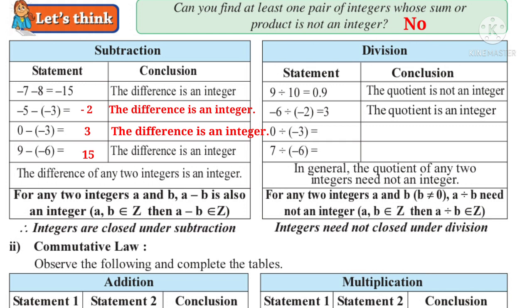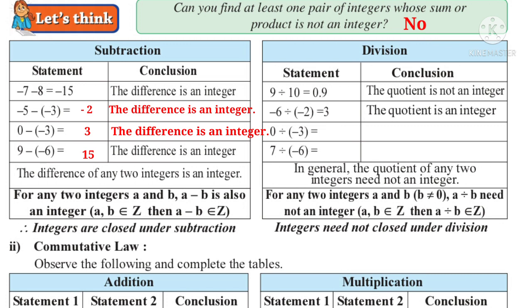Now let us observe the operation division. First statement. Here 9 and 10 are two different integers. When 9 is divided by 10, we get 0.9. But there is no integer like 0.9. So 0.9 is not an integer. Now minus 6 divided by minus 2. Minus, minus get cancelled. 2 3s are 6. So the answer is 3. So the quotient is an integer.